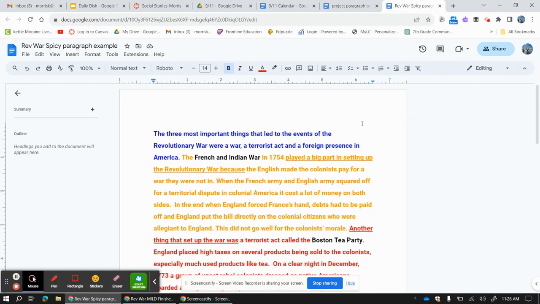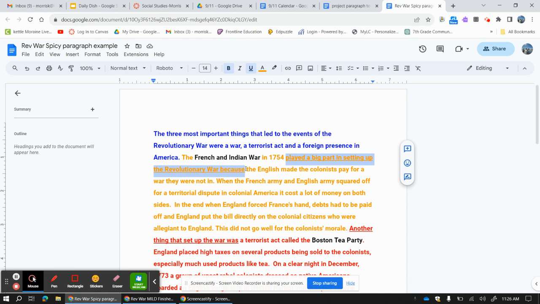So I've used the prompt, the Revolutionary War. The three most important things that led to the events of the Revolutionary War were a war, one, a terrorist act, two, and a foreign presence in America, three. Now I go right into my first reason. And notice my first reason is right up front, the French and Indian War. And then I have transition words, transitioning it into the point I want to make.